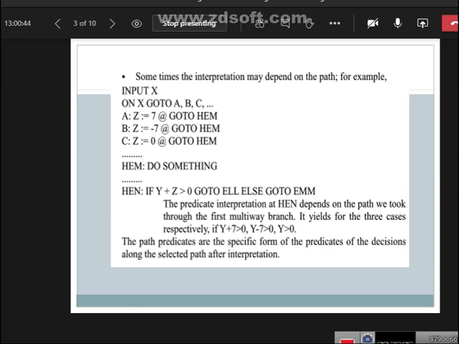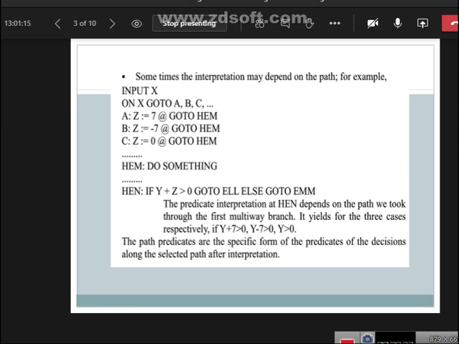Then the path predicates are the specific form of predicates of the decisions along the selected path. These are only the specific form; we have not mentioned any other form. It is the predicates of the decisions along some specified path. If we have taken some specific path, then it is a predicate of the decisions along the selected path for the interpretation.